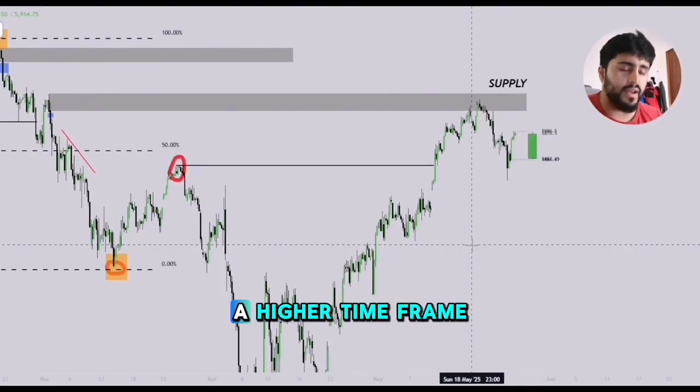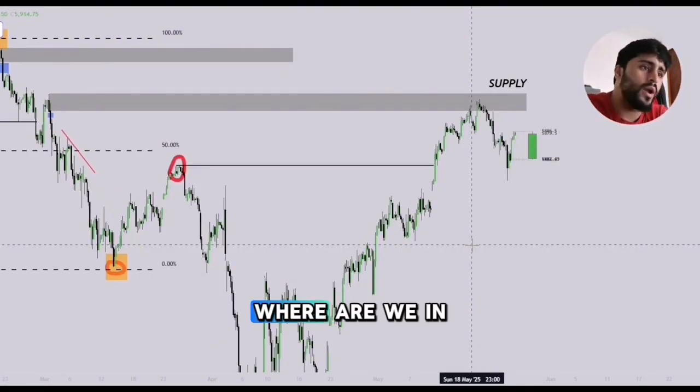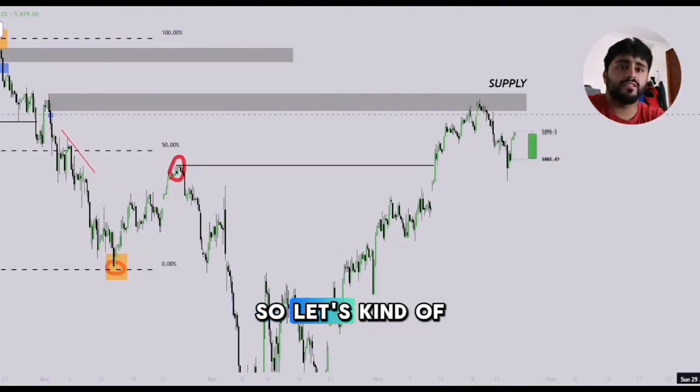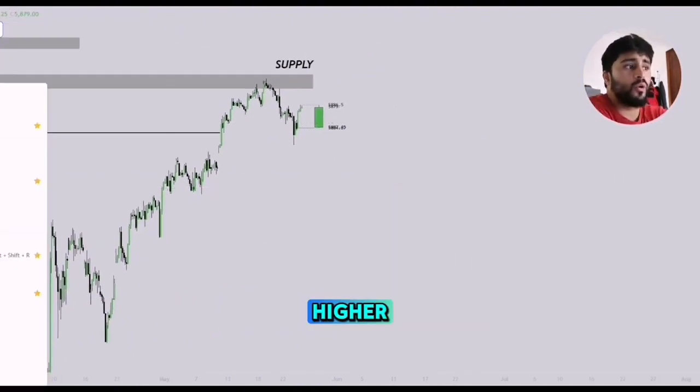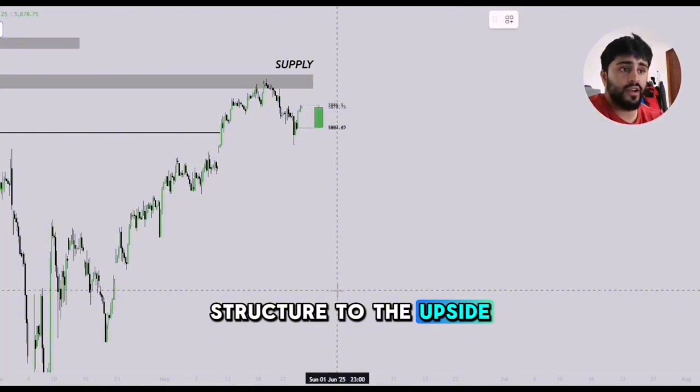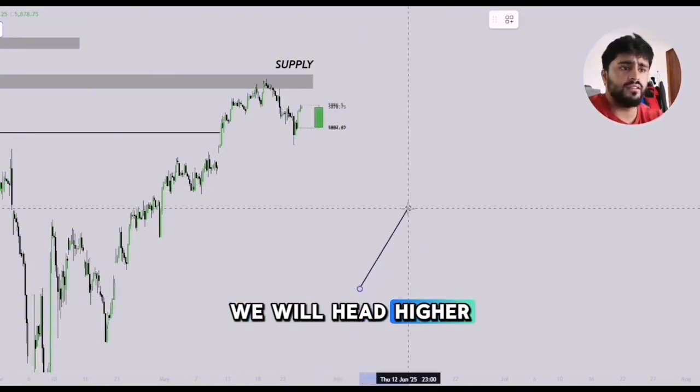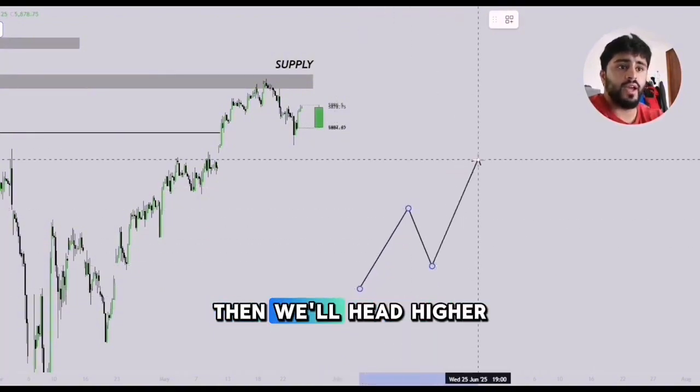Price. When you want to form a higher time frame bias, you always want to ask yourself, where are we in price, right? So let's answer that question with a schematic over here. When price moves higher, or when price breaks structure to the upside, the market will typically do this. We will head higher, then we'll have a retracement, then we'll head higher like this.